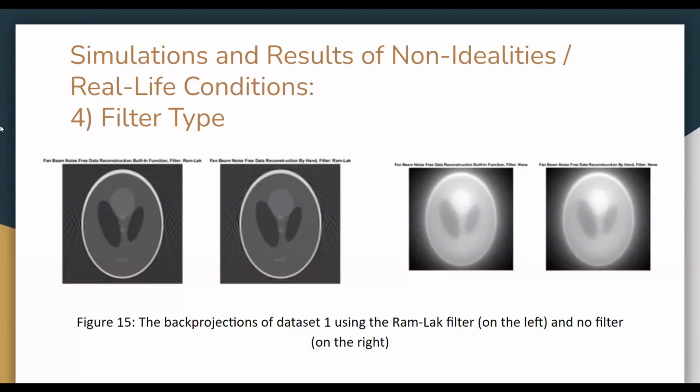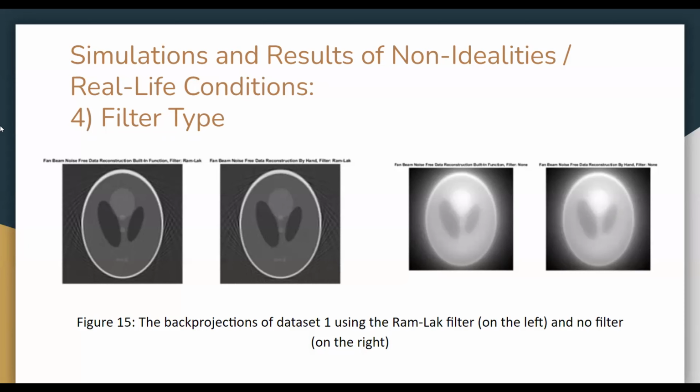Now I can continue with different filter types. As we can see on the slide, we first of all wanted to try out different filter types in order to show and represent in our project a non-ideality or a real-life condition. Here on the slide, we can see how important filtering is, because on the left-hand side we have a filtered image, and on the right-hand side we have a non-filtered image.